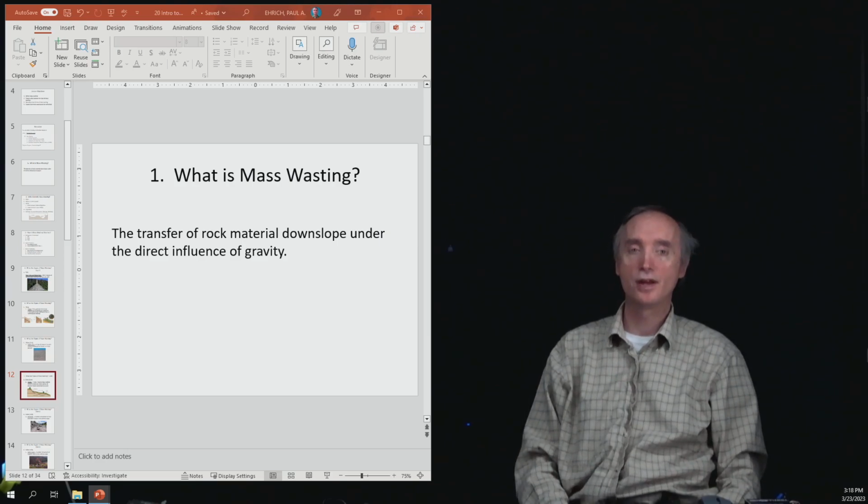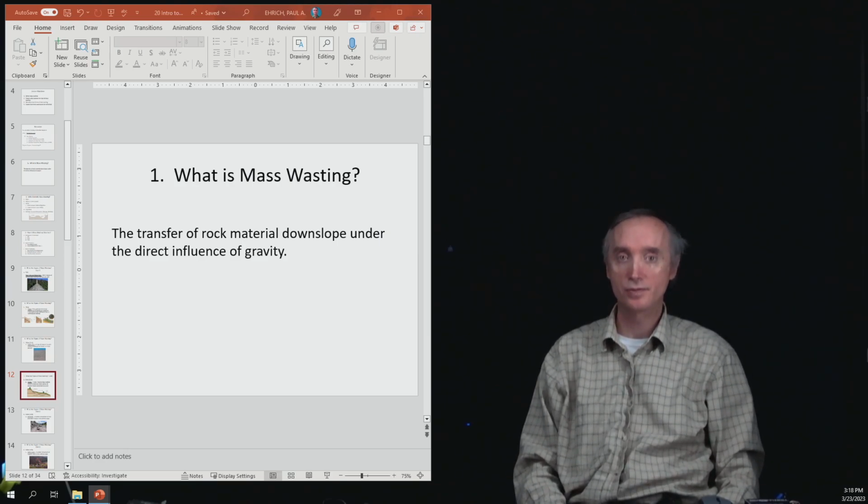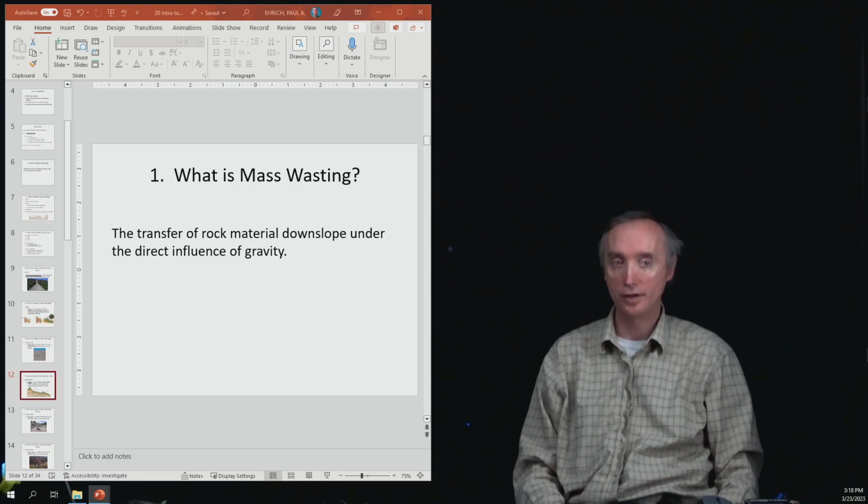Okay, I'm back, and so now we want to talk about what is mass wasting. This is going to be the transfer of rock material or soil downslope under the direct influence of gravity.